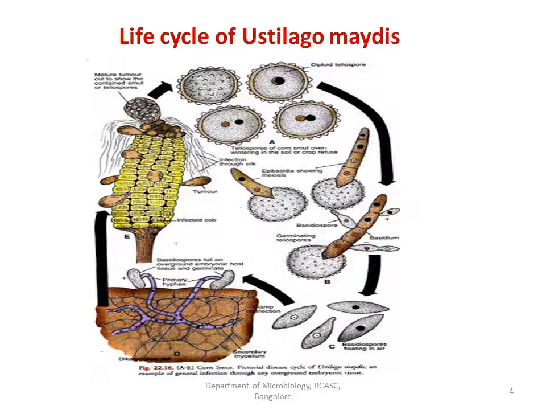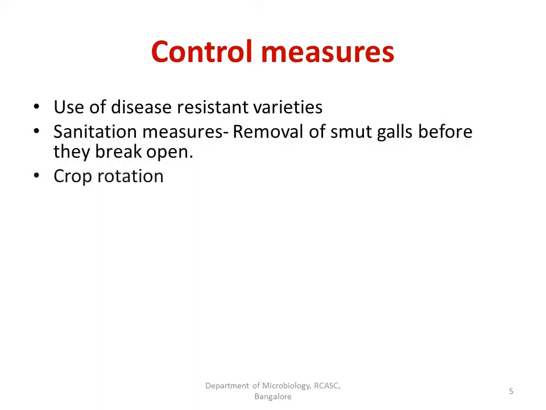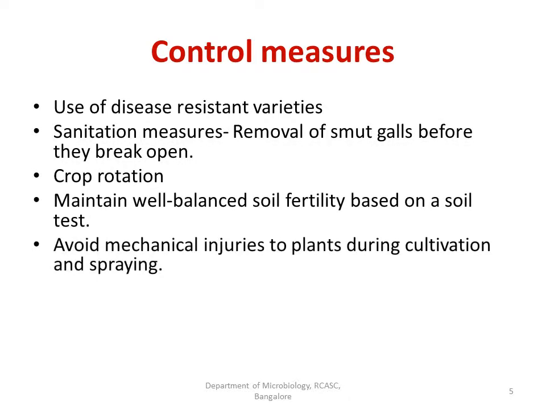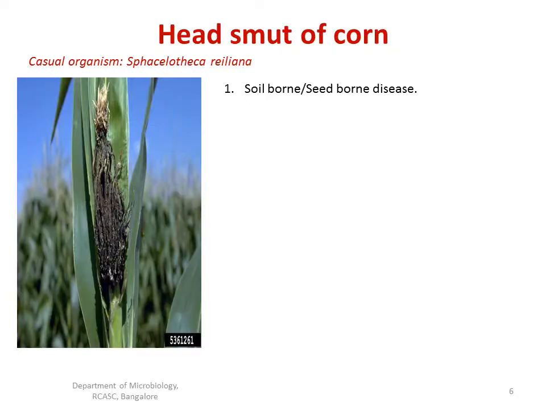At the same time, the host tissue produces galls. Inside these galls you can find the teleospores. This is about the disease cycle of Ustilago, the common smut or corn smut disease. Now let us study about head smut of corn.